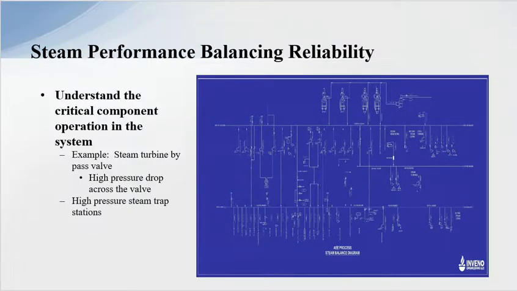The other thing with the steam performance balancing is reliability, understanding the critical operation of the system. An example is a steam turbine bypass valve, which is a high pressure drop valve. I want to know where it's located in the system and how reliable it is. The steam performance balancing diagram provides us that information.